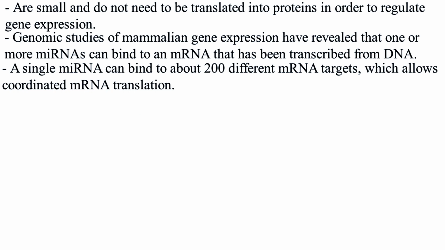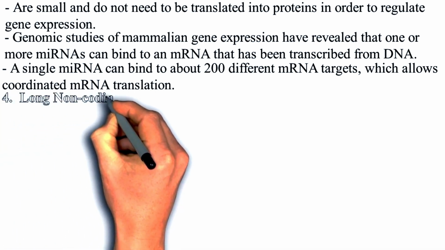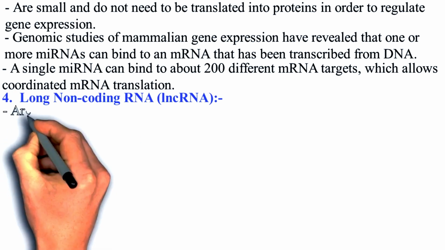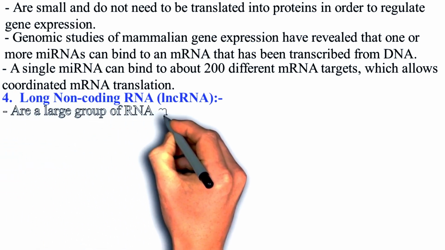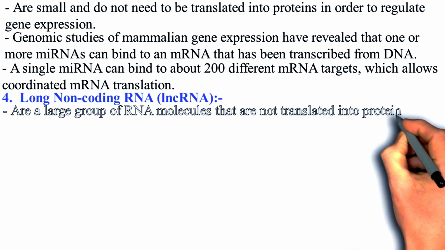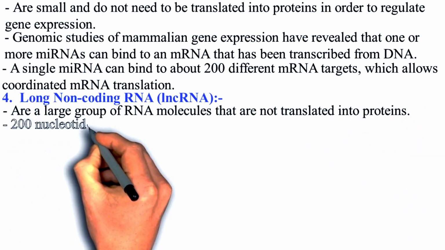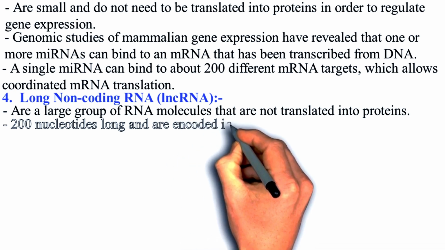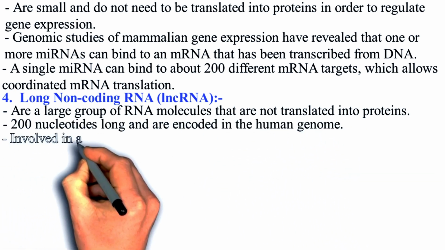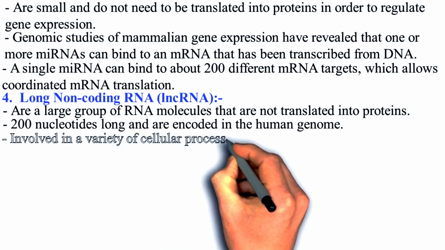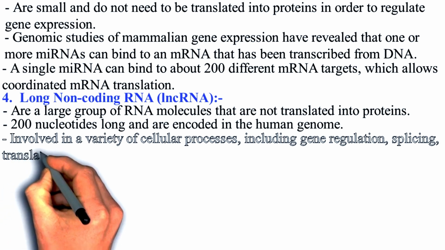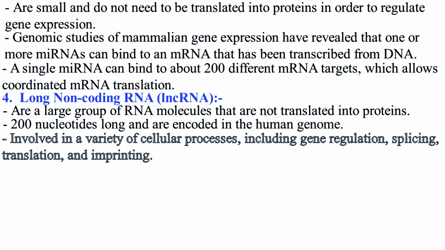Fourth, long non-coding RNA, or lncRNA. Long non-coding RNAs, or lncRNAs, are a large group of RNA molecules that are not translated into proteins. They are about 200 nucleotides long and are encoded in the human genome. lncRNAs are involved in a variety of cellular processes, including gene regulation, splicing, translation, and imprinting.